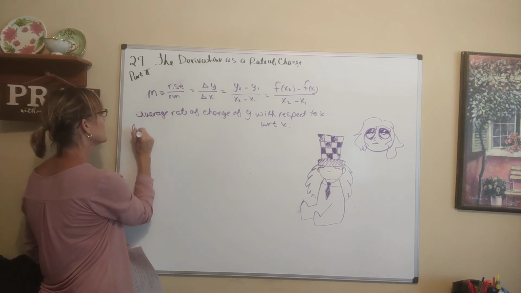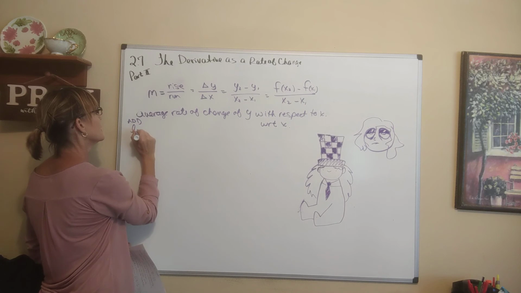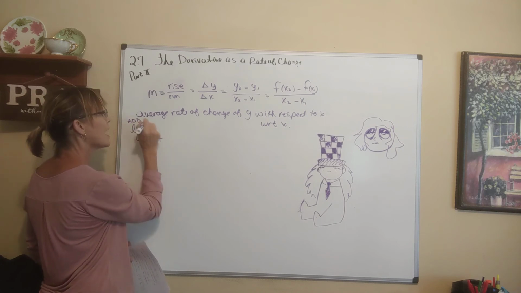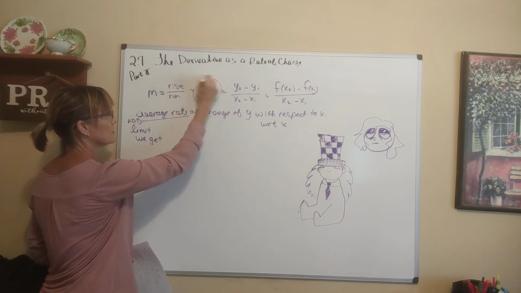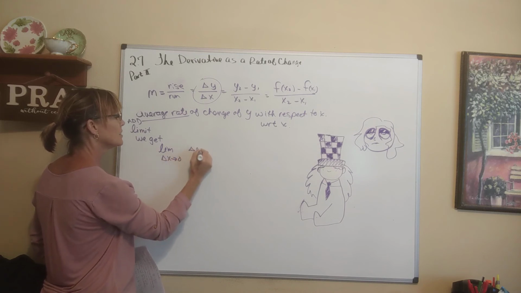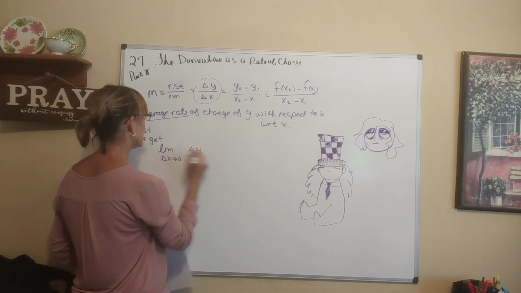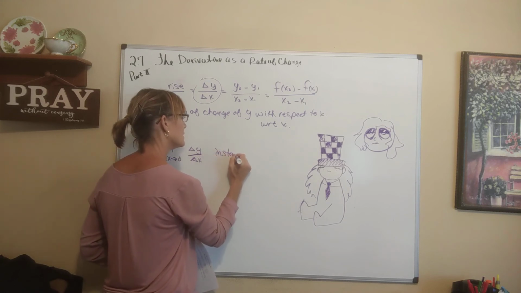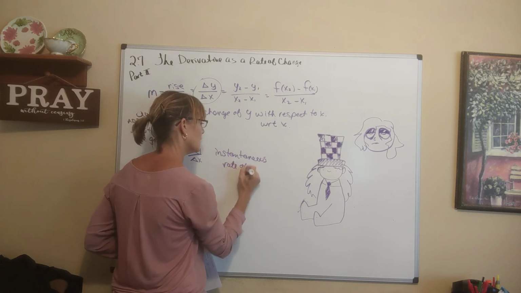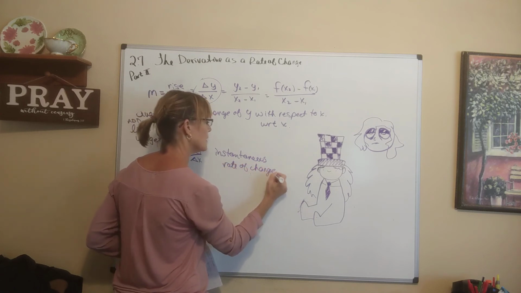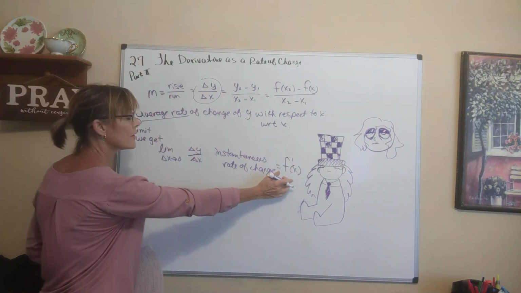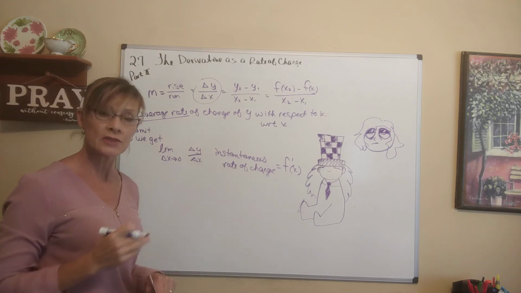So if we add the limit, we get not an average rate of change in general. If we add this limit, the limit as delta x goes to 0 of the change in y over the change in x, we get an instantaneous rate of change, which is known as f prime of x. So today we're looking at the derivative of a function as an instantaneous rate of change.